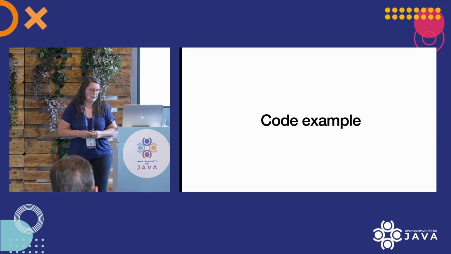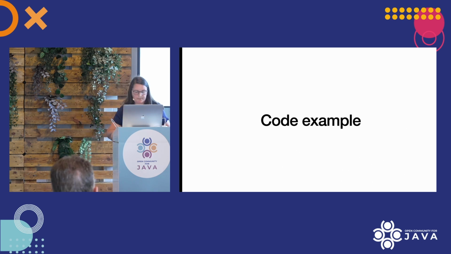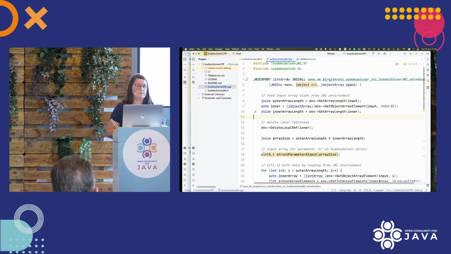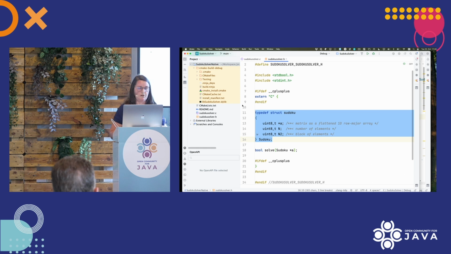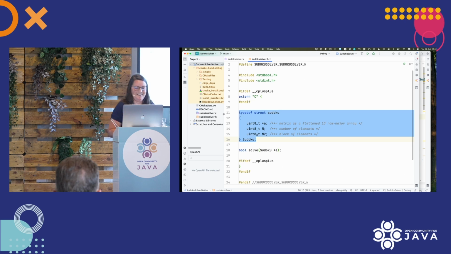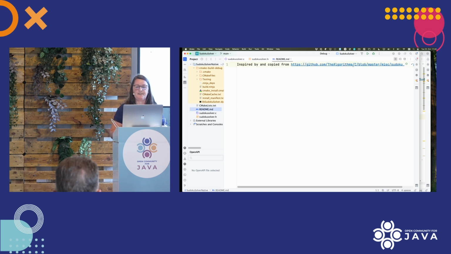So I want to show you a JNI example. What I have here is this Sudoku solver program. I actually just got it from somewhere. It's in the README if you want to see it. There's a nice GitHub repo, the algorithms, if you ever look for algorithm implementations.